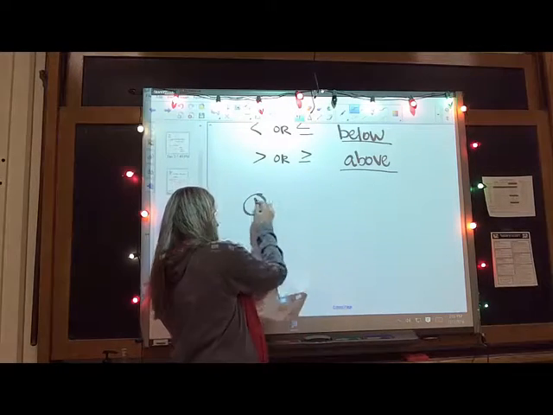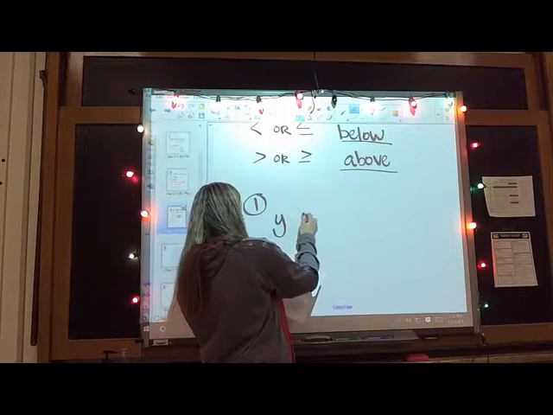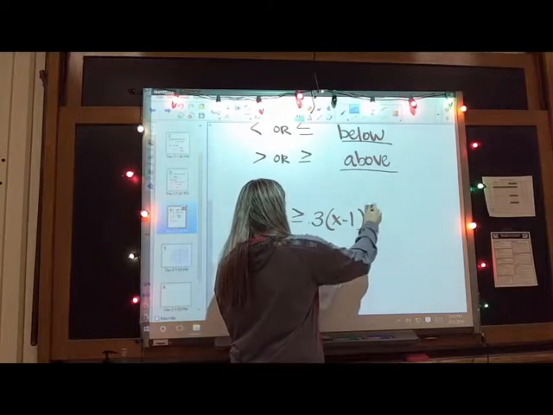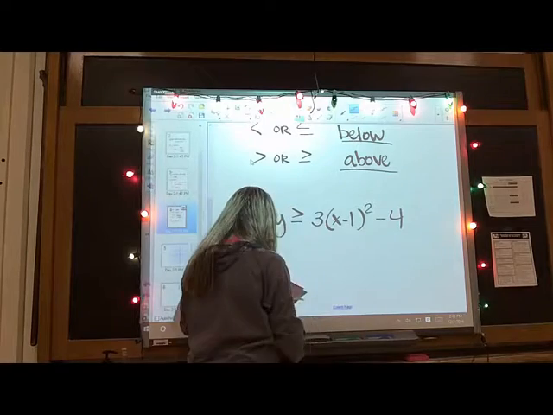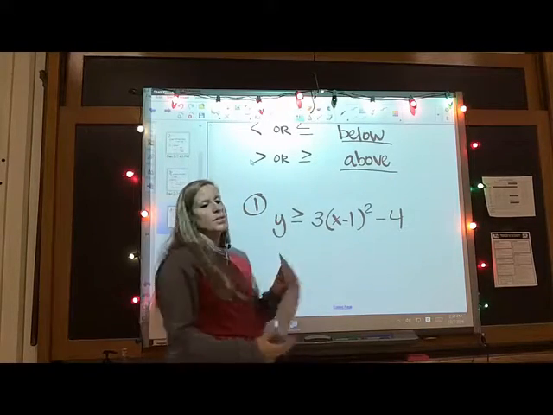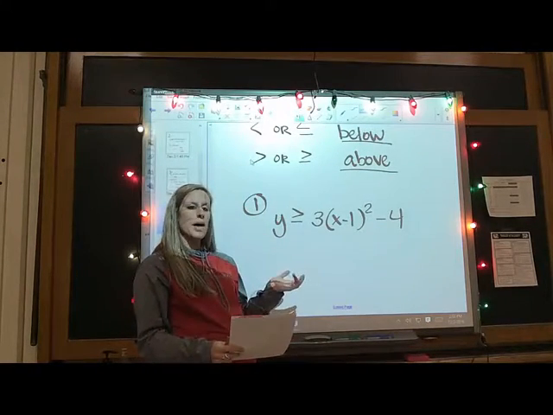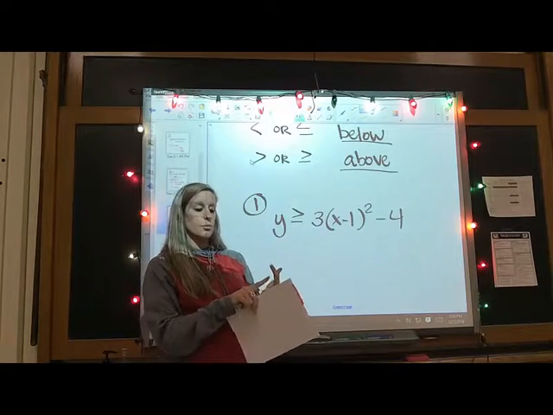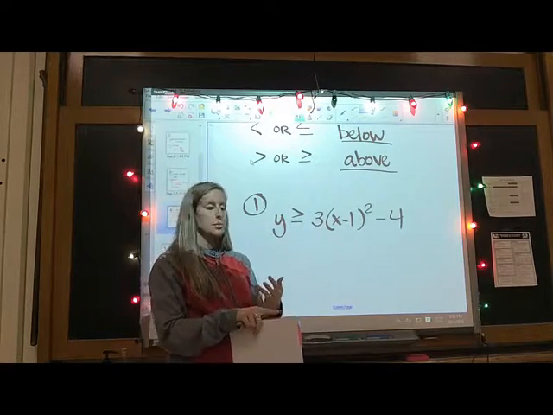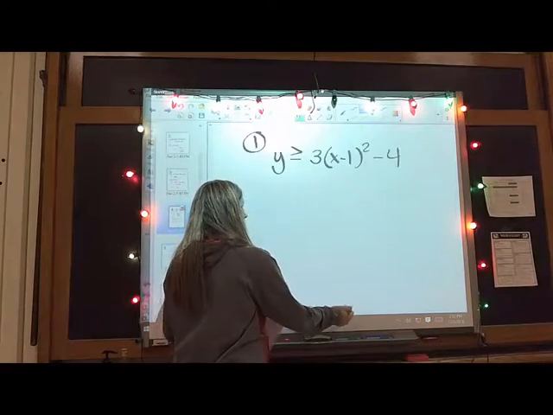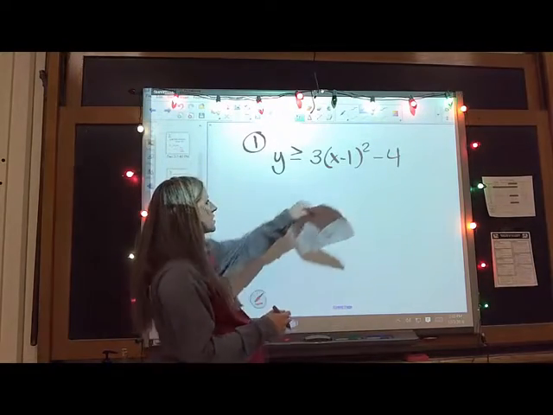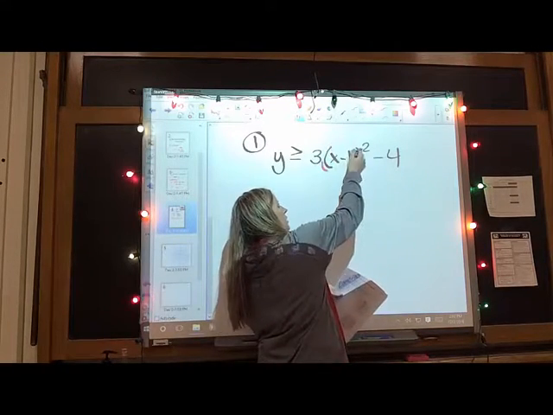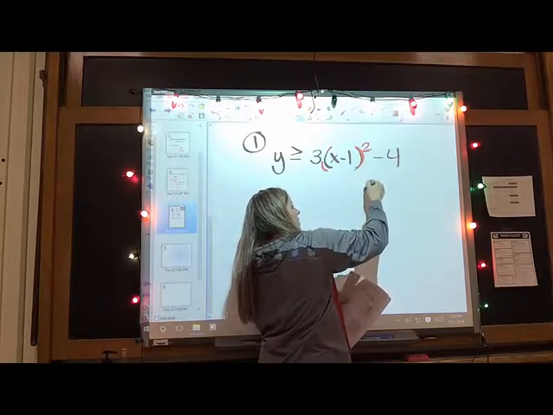So let's look at number 1. We have y is greater than or equal to 3(x minus 1) squared minus 4. And we did this a few weeks back where we said if it was vertex form, root form, standard form, stuff like that. This one is actually in vertex form. Remember, if you have a parentheses squared, it's vertex form.